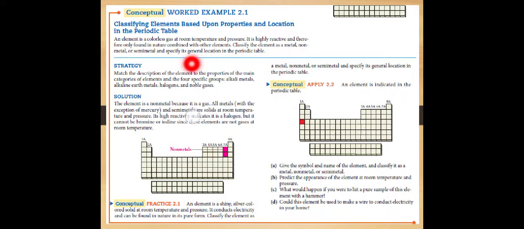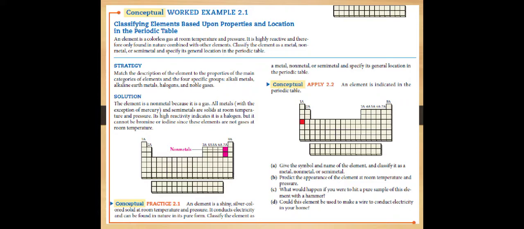So here are some conceptual exercises. For example, classify elements based upon properties and location in the periodic table. The question is: an element is a colorless gas at room temperature and pressure. It is highly reactive and therefore only found in nature combined with other elements. Classify the element as metal, non-metal or semi-metal and specify its location in the periodic table.